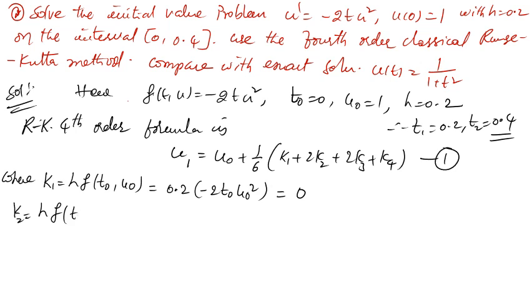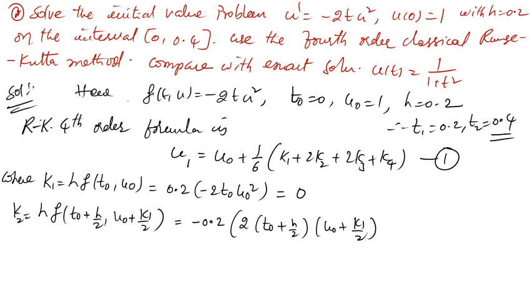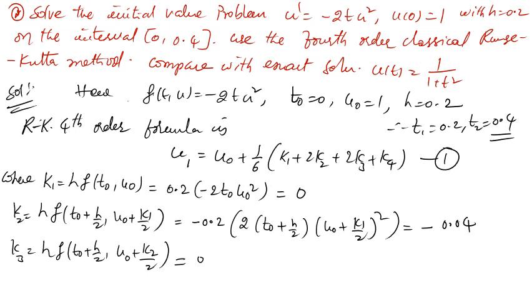k2 equal to h into f of t naught plus h by 2, u naught plus k1 by 2. So minus 0.2 into 2 into t naught plus h by 2 into u naught plus k1 by 2 whole square. Substitute every value and you will get minus 0.04. And k3 value is h into f of t naught plus h by 2 and u naught plus k2 by 2. So as usual, minus 2 into t naught plus h by 2 and u naught plus k2 by 2 whole square, and substitute every value.